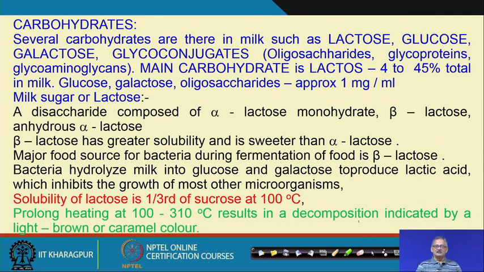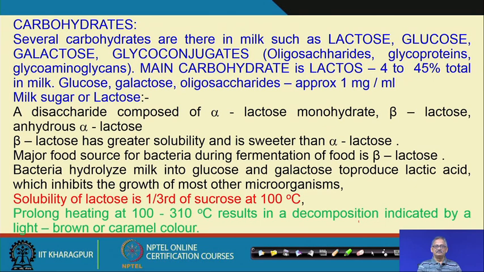Several carbohydrates are there in milk, such as lactose, glucose, galactose, and this lactose is made of glucose and galactose. So, on hydrolysis, maybe by heat or any other way, it will give glucose and galactose, which are also present in milk, but in very small quantity. Glycoconjugates like oligosaccharides, glycoproteins, and aminoglycans are also present.